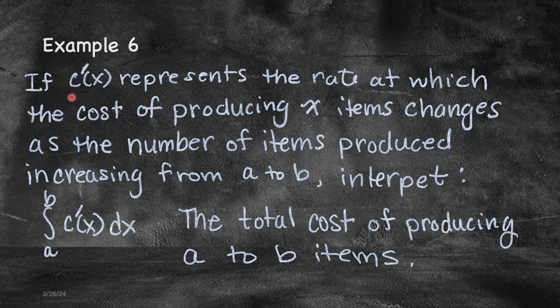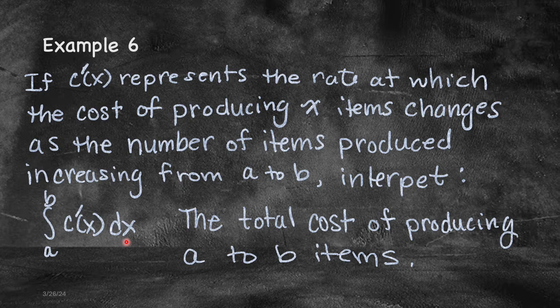If you have the profit function with the prime, so we have the derivative of the profit function, and we set it up the same way, it's just going to give us the total profit of producing and selling from A to B items, whatever that interval is. And then the same thing applies to the revenue as well.